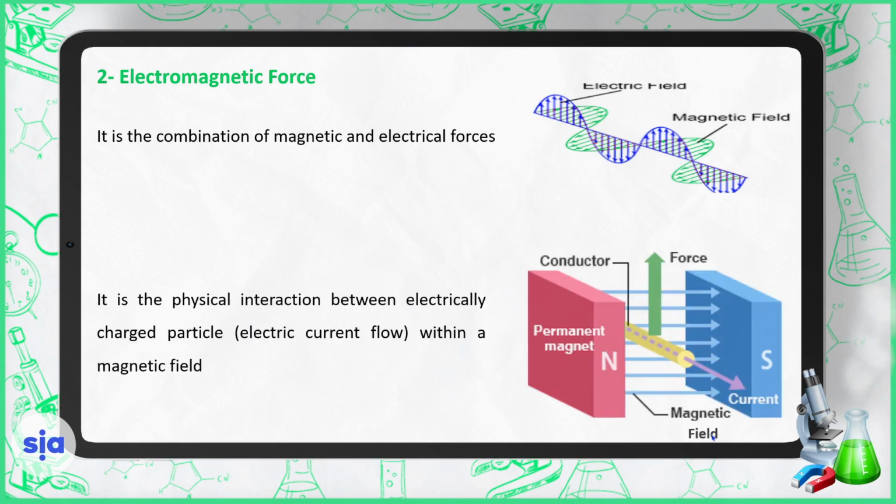It is the physical interaction between electrically charged particles, in other words we can say electric current flow within a magnetic field. So we have a magnetic field, these blue lines, between two poles of a magnet and an electric current passing in the middle of this magnetic field. This combination will create what is called electromagnetic force.